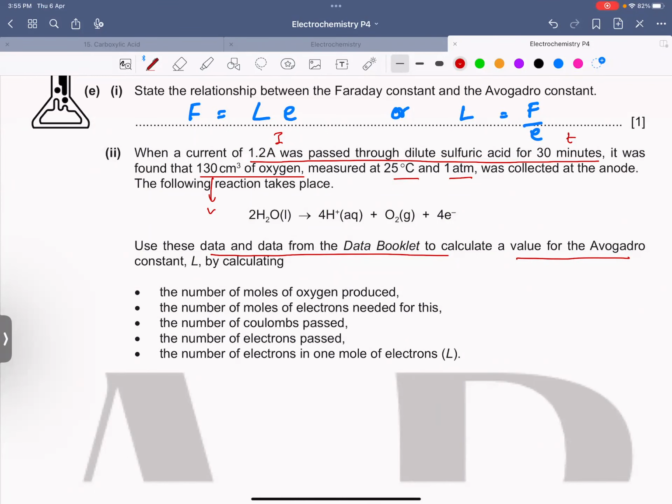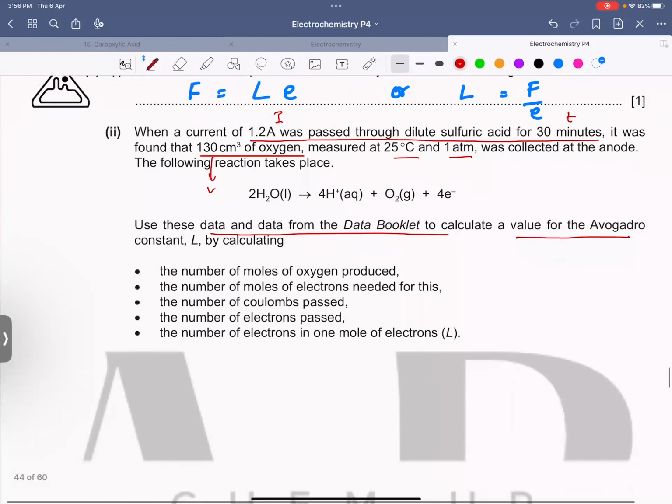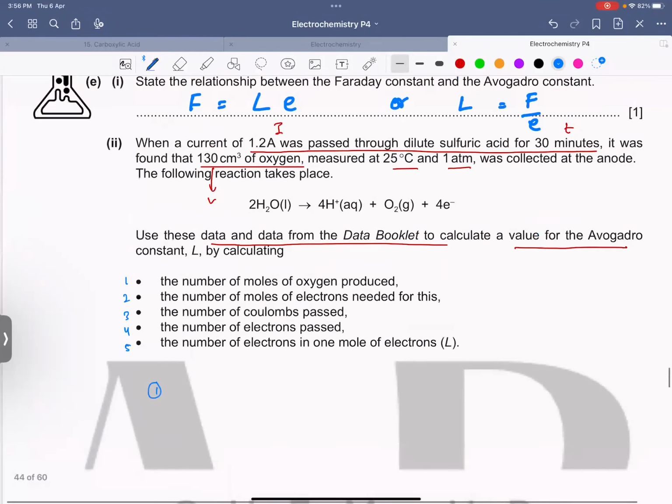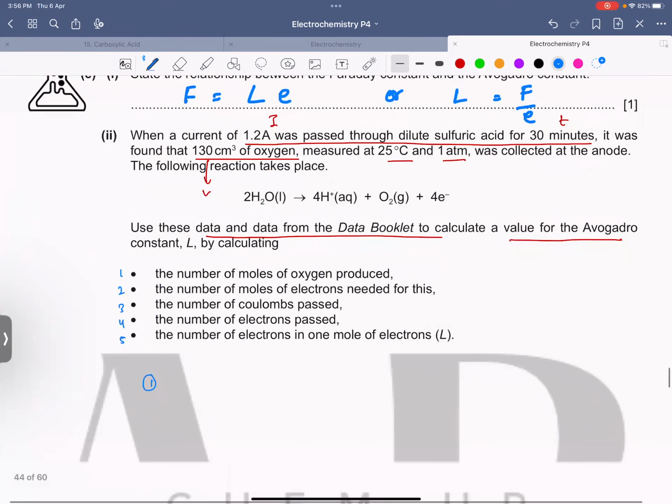So in this part, if you see, they have told you what you need to do. So first, what you need to do? Number of moles of oxygen. So how can I do it? Okay. Let's make these points 1, 2, 3, 4, 5. So point 1, I have to find the moles of oxygen and I am given the volume of oxygen. So how can I find the moles of oxygen?